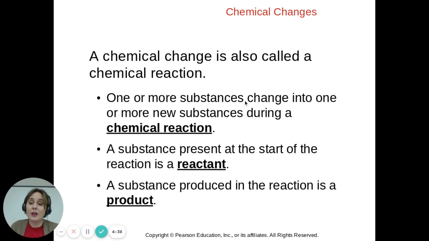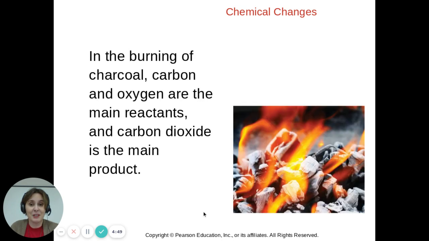The elements you start out with in the reactants, you have to end up with in the products. Maybe they're shuffled around, but what you start out with, you have to end up with, maybe in a different form. Again, carbon and oxygen are our main reactants with burning charcoal, because essentially we're burning carbon in oxygen, and what you get is carbon dioxide and some carbon ash as the main products.